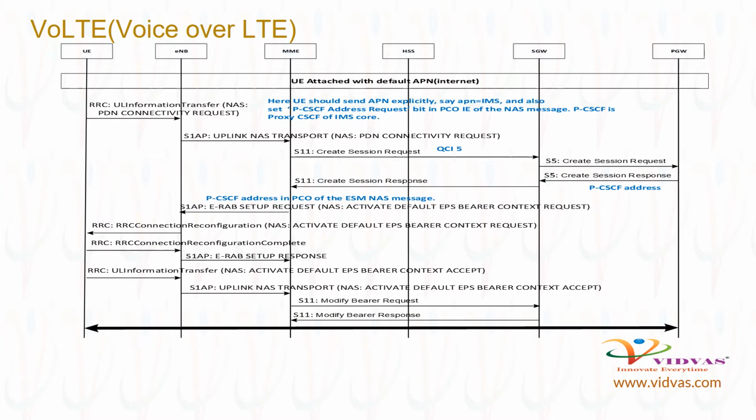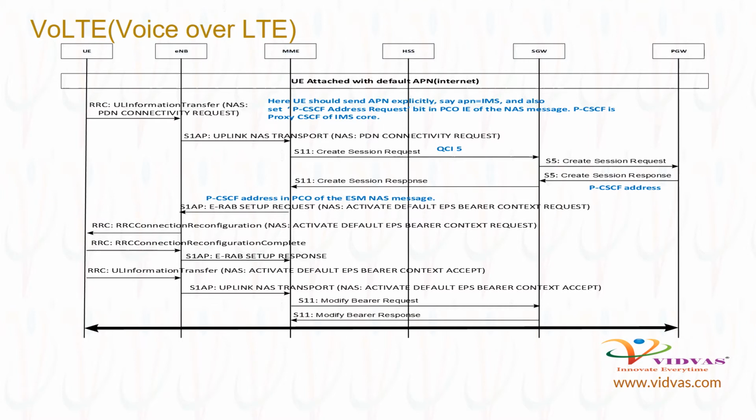ENB forwards the NAS PDN connectivity request in S1 AP uplink NAS transport message to MME. SGW selection by MME is done based on tracking area identity. MME gets a list of SGW, either from database or from DNS. MME selects an SGW from this list via MC hashing. PGW selection is done by MME based on the APN that UE has sent.